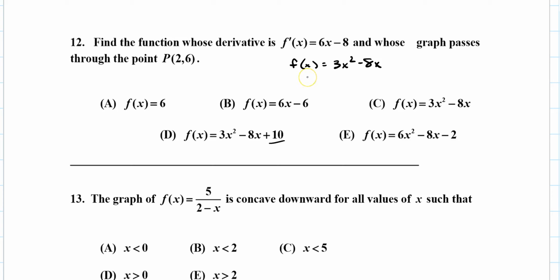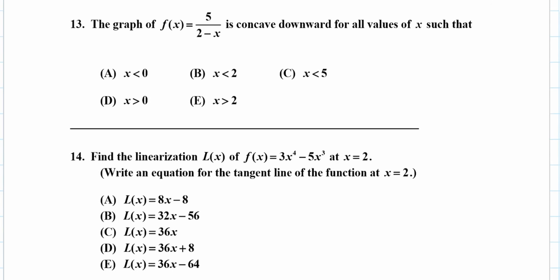At this point, we know it's either down to C or D, and we could just plug in the point (2, 6), see what happens, which one gives us 6 when we plug in 2. So if I plug in 2, I get 3 times 4, which is 12, minus 16. 12 minus 16 is negative 4. Negative 4 plus 10 is 6. So it would have to be D.